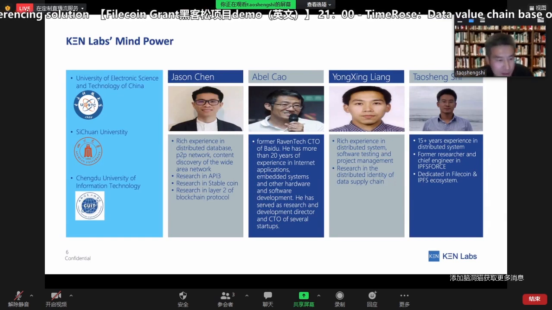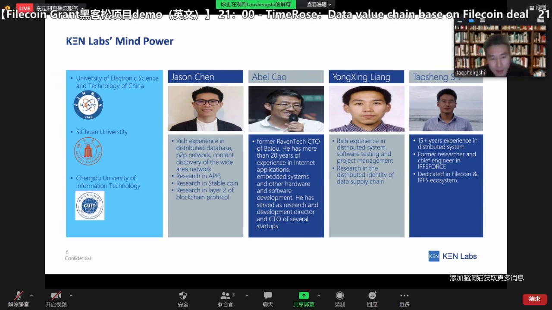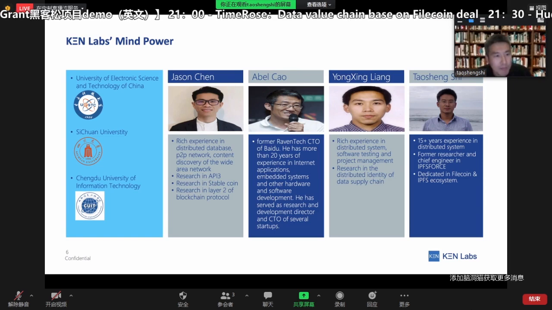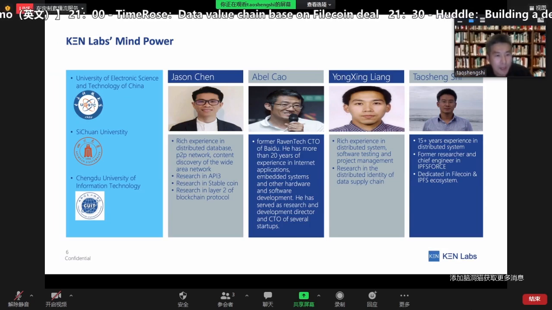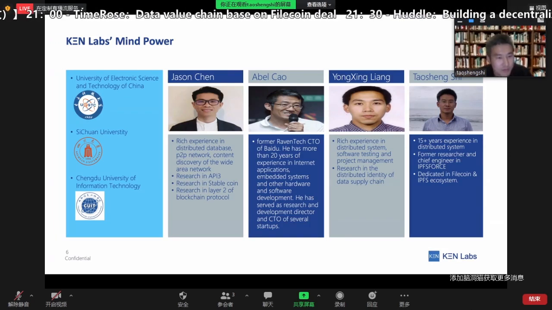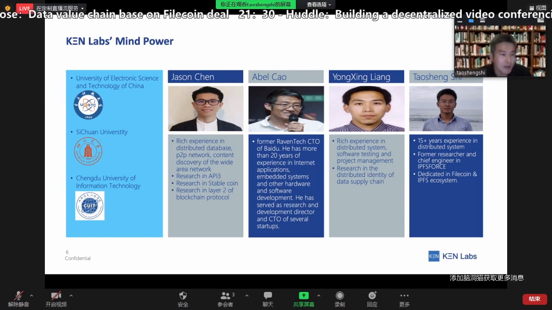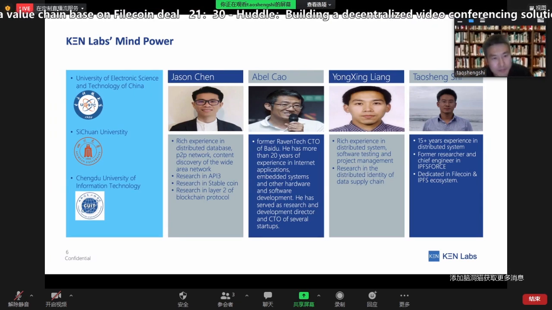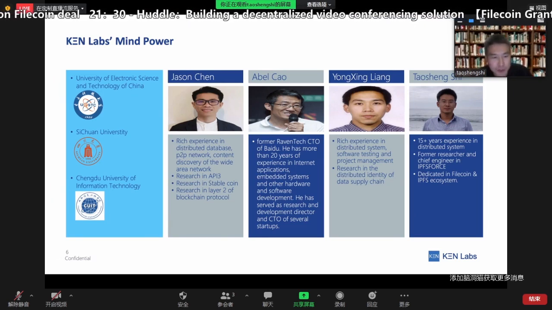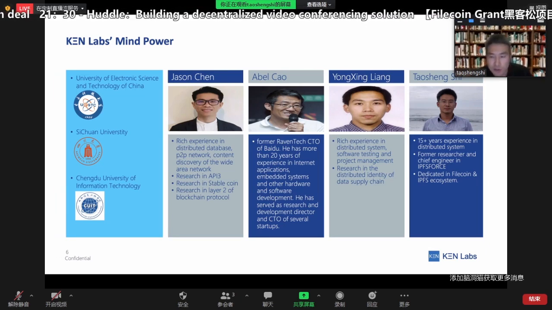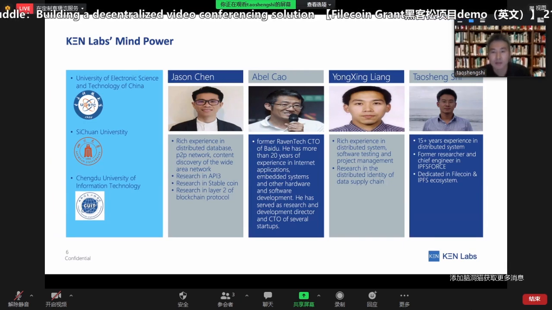Next, let me introduce the main strength of Ken Labs. Because Ken Labs is currently based in Chengdu City, our main strength is mostly from Chengdu: the universities, and some experts and researchers. The universities include USTC, Sichuan University and the Chengdu University of Information Technology. And we have some researchers with rich experience in distributed systems and blockchain, for example Jason Chen, Albert Cao, Yunxin and Tao Shengshi.